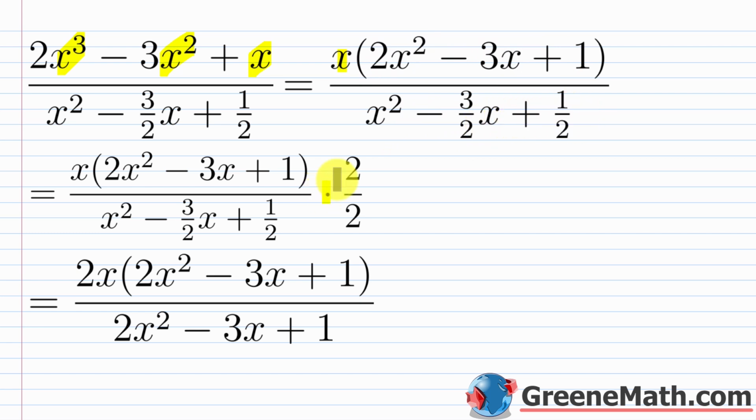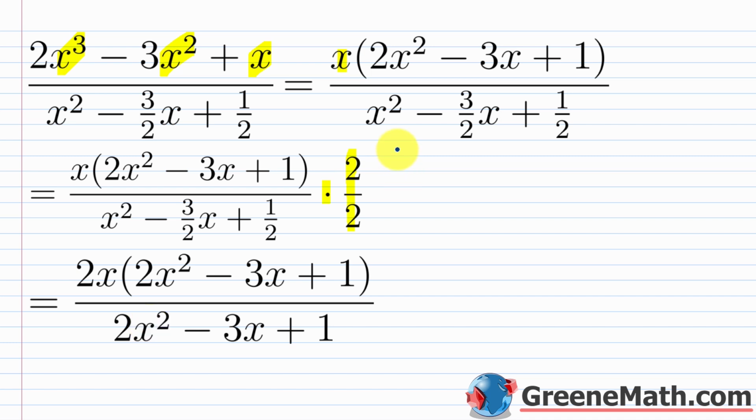Then I'm going to multiply by 2 over 2, which again is just 1, so that's completely legal. I'm going to put this 2 out here. So you'd have 2x times the quantity (2x squared minus 3x plus 1), and this would be over, if I distribute this 2 to each term, 2x squared minus 3x plus 1. So again, it's obvious once you take these steps that you can cancel this with this. But before you do that, you want to figure out what the restricted values are for the original rational function.